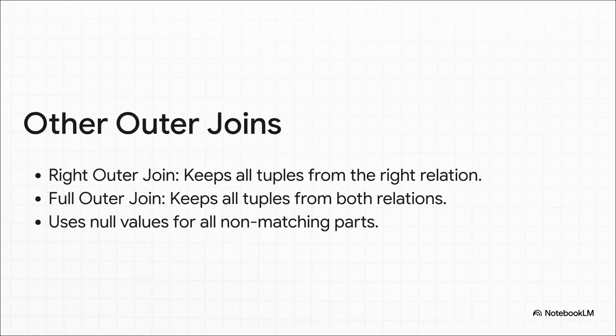And you know what? This same idea applies to right and full outer joins. A right join, it's the same thing, but it makes the table on the right the VIP. And a full outer join, that's the ultimate everybody's invited party. It keeps every single row from both tables, filling in the blanks wherever it needs to. It's all about deciding which part of the story is most important to you.